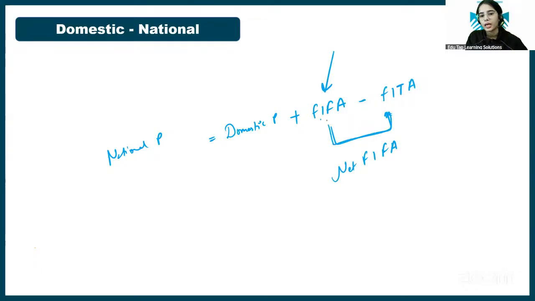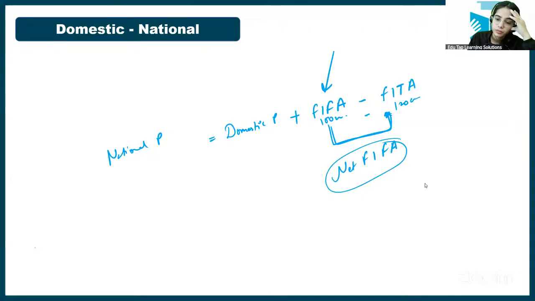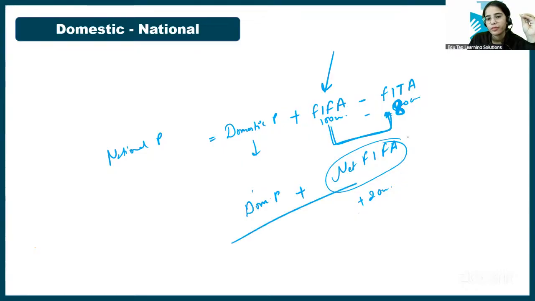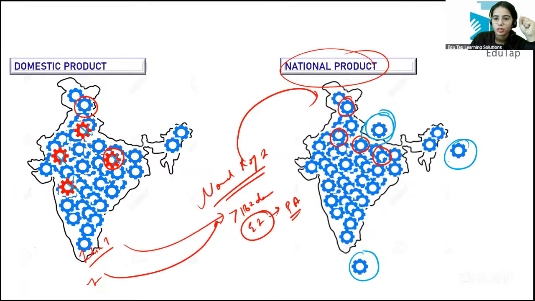Let's say we are earning 100 crores, but we are paying 120 crores. So net factor income from abroad is negative 20 crores. Let's say we are getting 100 crores and we are paying only 80 crores. Factor income to abroad is only 80 crores. Then net factor income from abroad is 20 crores. So domestic product plus net factor income from abroad.